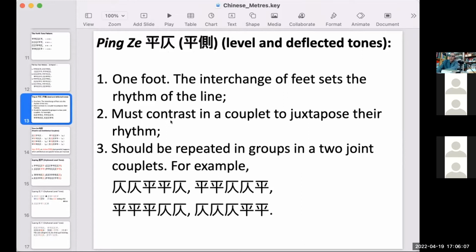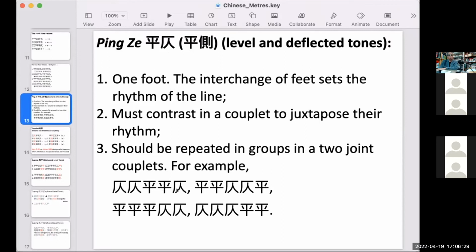Okay, and they must contrast each other. Must contrast in a couplet. For example, the first two lines, couplet meaning two. So the first two lines are one couplet. The third and the fourth are called the second couplet. This is the first couplet. This is the second couplet.